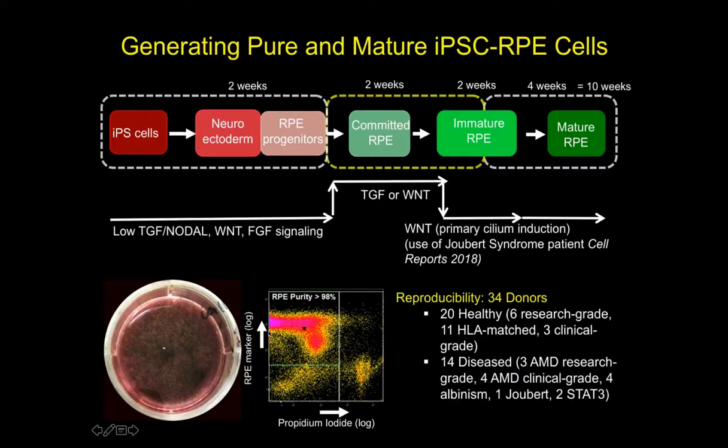The middle panel shows you a flow plot that's looking at one of the RPE markers, showing you more than 98% pure homogeneous population of RPE cells, a very high expression of RPE marker. And then it also shows you how reproducible this process is. We've done it over 34 different donors, both healthy donors and diseased donors, and in every single case, we can make RPE cells at a very high efficiency in this protocol.